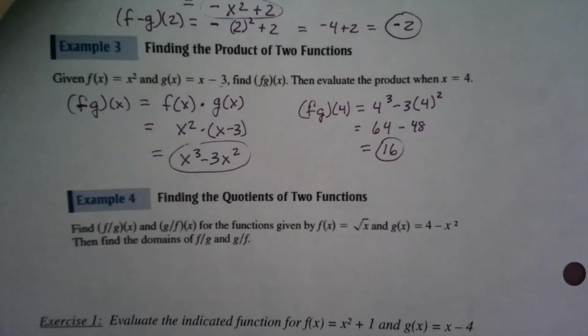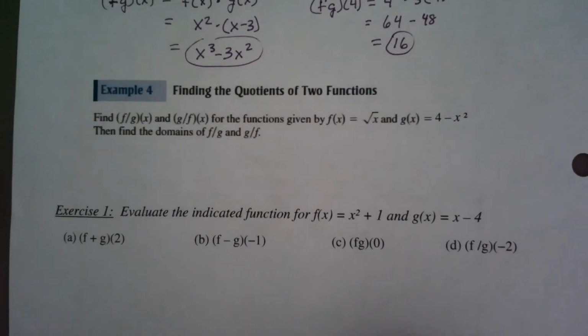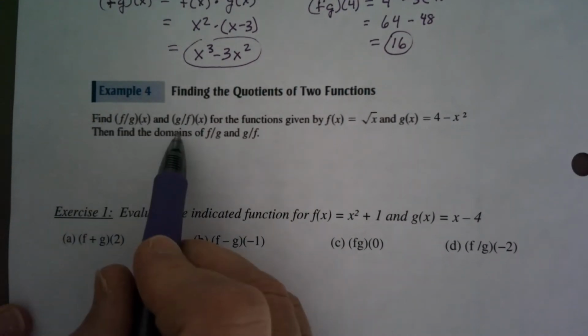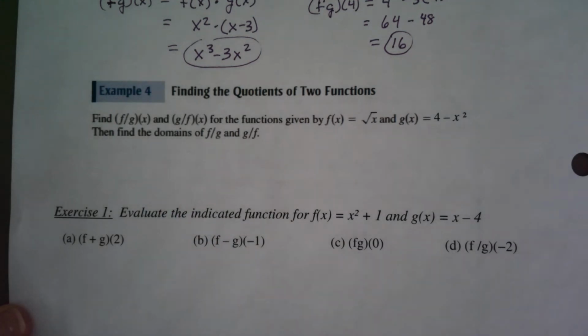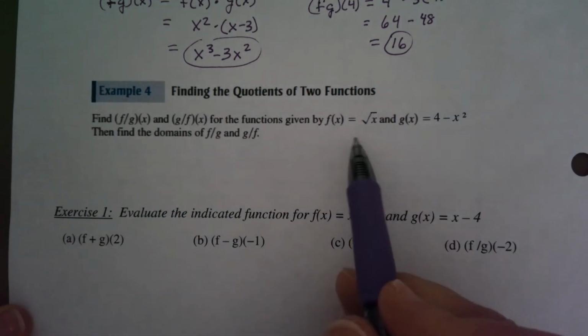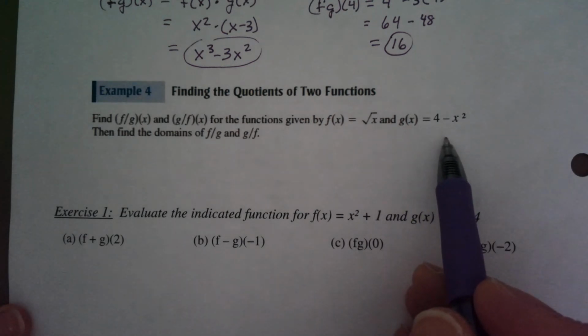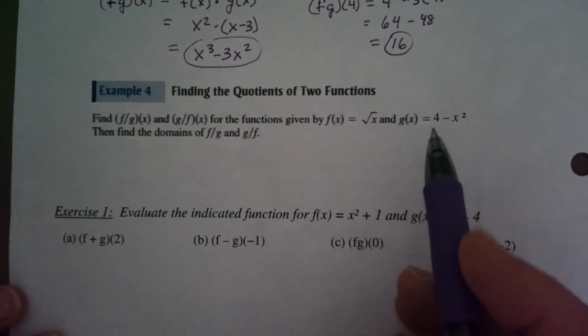Finding the quotient of two functions. We want to find f divided by g of x and g divided by f of x for the functions given by f of x is equal to the square root of x and g of x is equal to 4 minus x squared. Then find the domains of f divided by g and g divided by f.